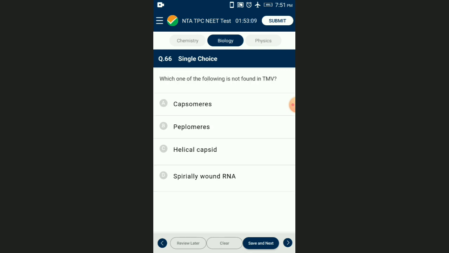Question number 66. Which one of the following is not found in TMV? Peplomeres are part of the envelope that is not found in tobacco mosaic virus. Other than peplomeres, capsomeres are present, helical capsid is present, spirally wound RNA is present. So the answer is option B. It is not found.